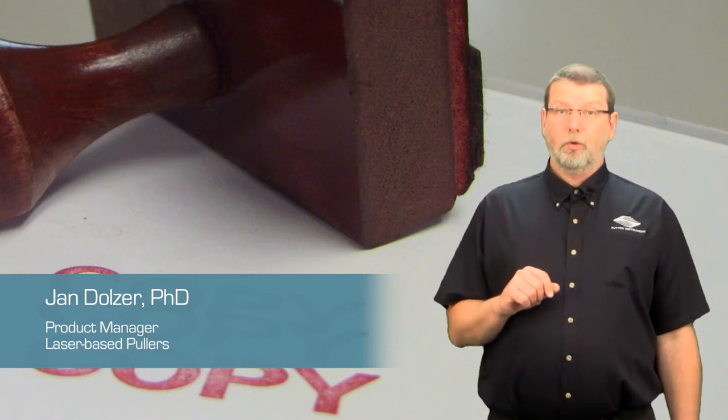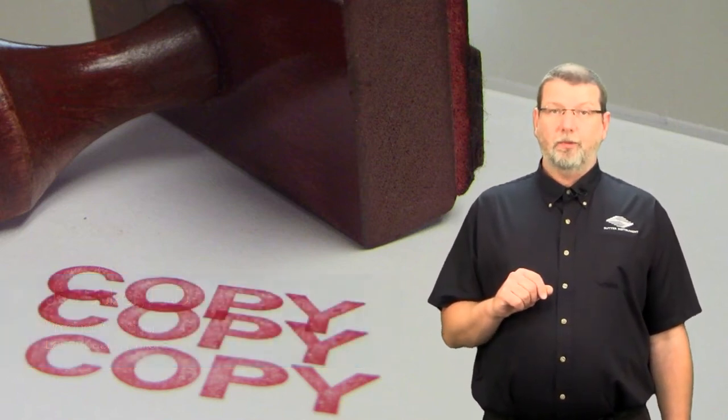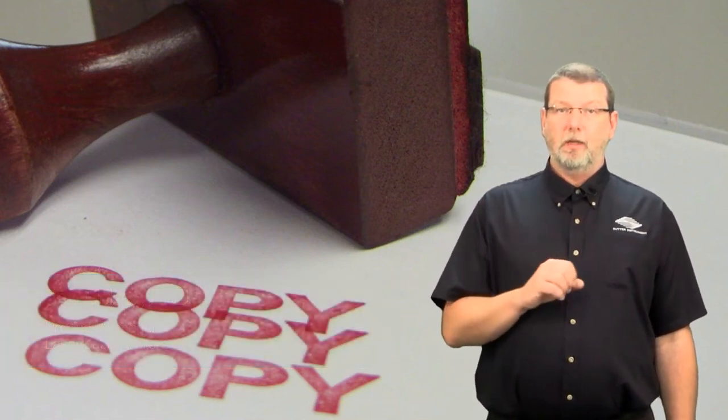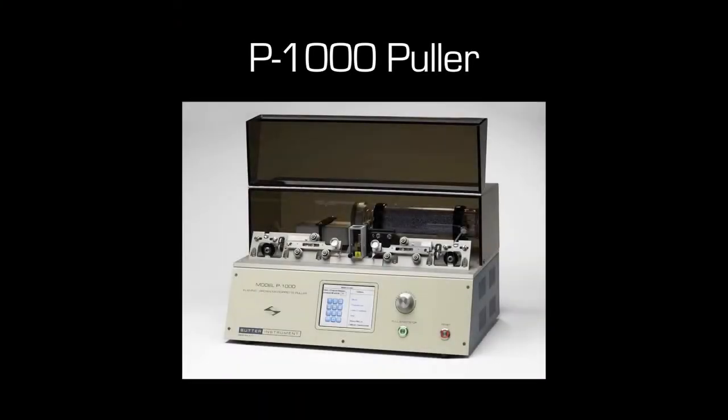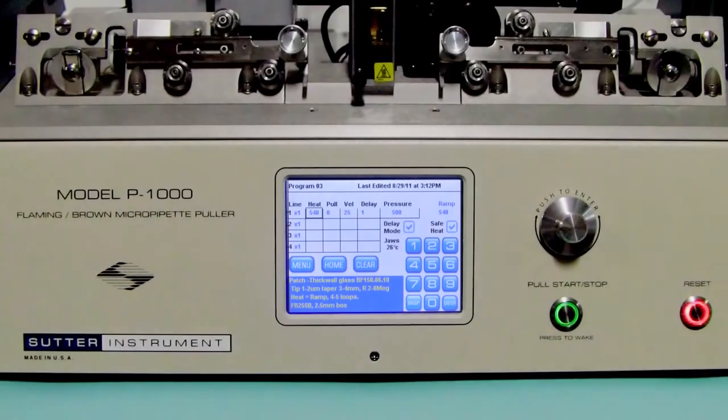Today we'll show you a short tutorial about how to copy pull programs on your Sutter P-1000 and P-2000 micropipette pullers. In this example, we will make a copy of program number 3 into program 71.